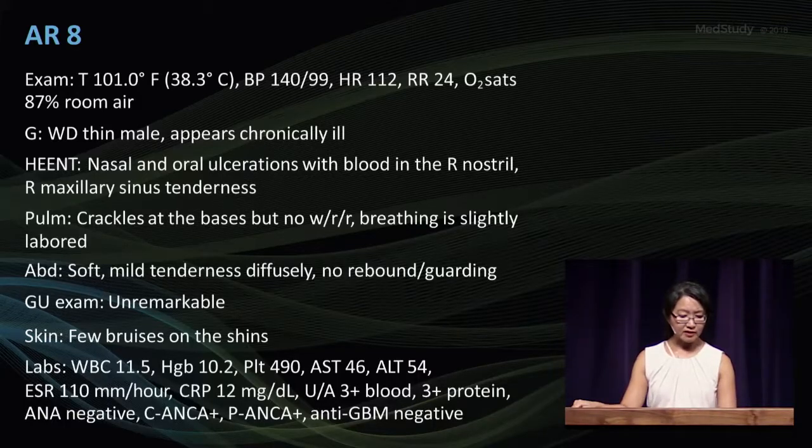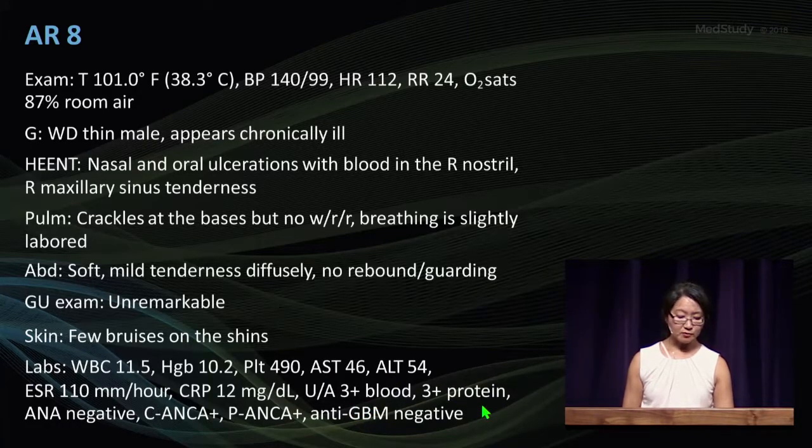and his labs show a white blood cell count of 11.5, an anemia with a hemoglobin of 10.2, platelets that are elevated at 490, mildly elevated LFTs, AST of 46, ALT of 54, ESR 110, CRP is high at 12 milligrams per deciliter. It's important to look at the units. If this says 12 milligrams per liter, move the decimal over by 1, okay? But 12 milligrams per deciliter is pretty high.